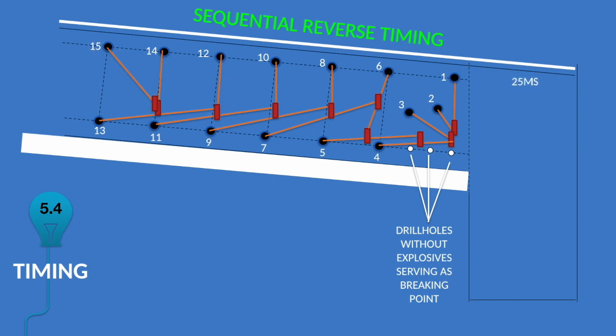25 milliseconds, hole 1 initiated. 50 milliseconds, hole 2 initiated. 75 milliseconds, hole 3 initiated. 100 milliseconds, hole 4 initiated. 125 milliseconds, hole 5 initiated. 150 milliseconds, hole 6 initiated.